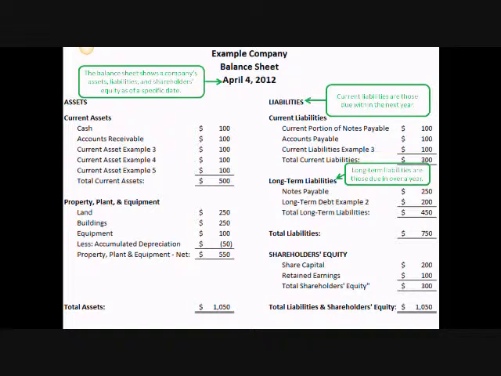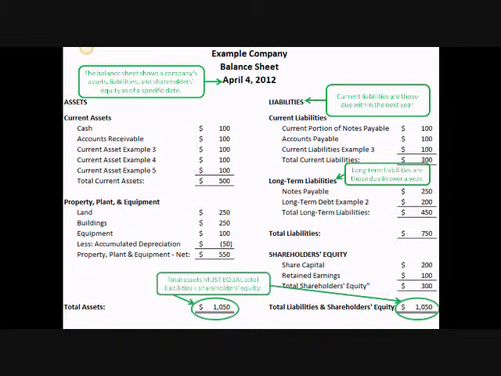The total assets and total liabilities plus shareholders' equity must equal each other. So if you create a balance sheet and these two numbers don't match, you've made a mistake somewhere and need to go back and check your work.